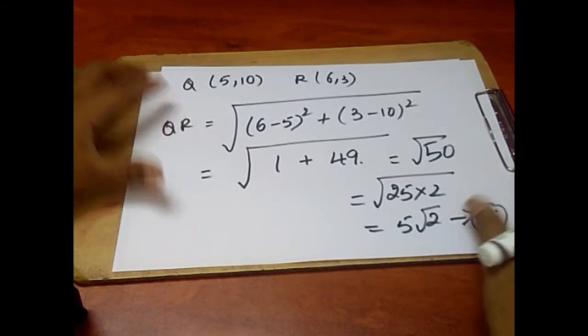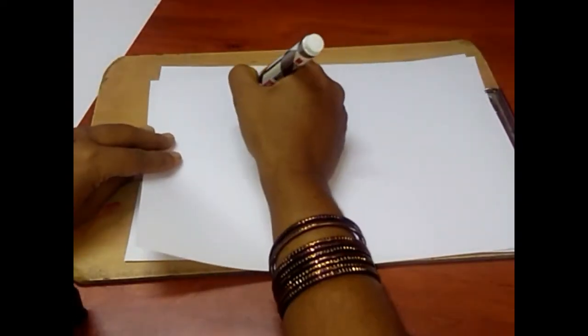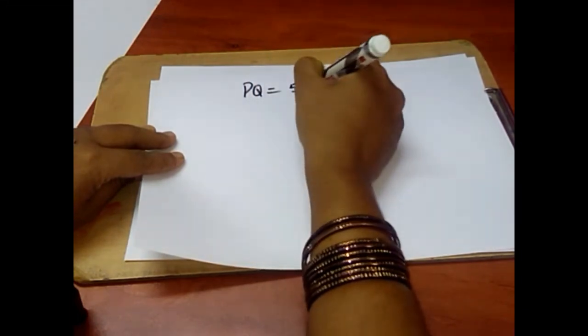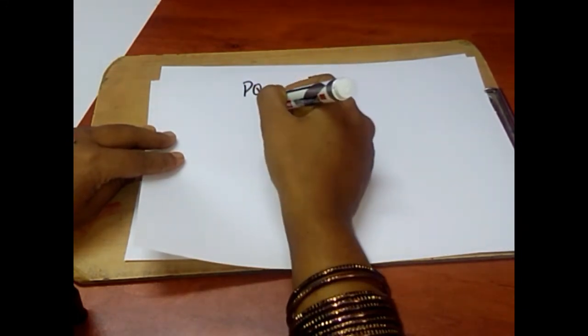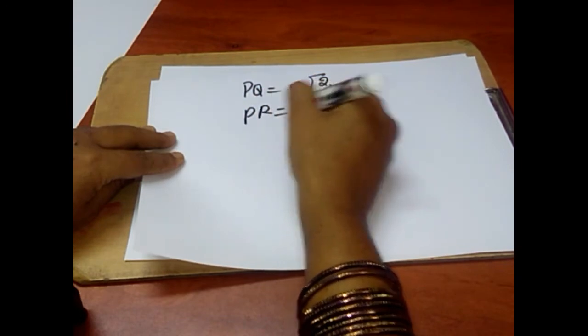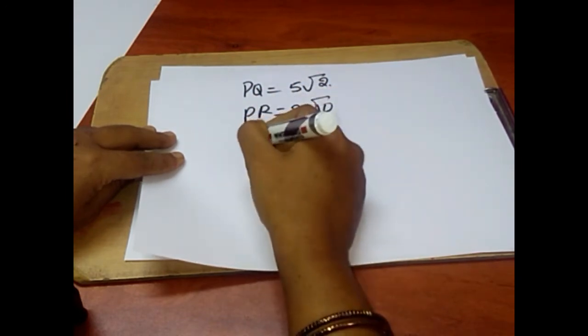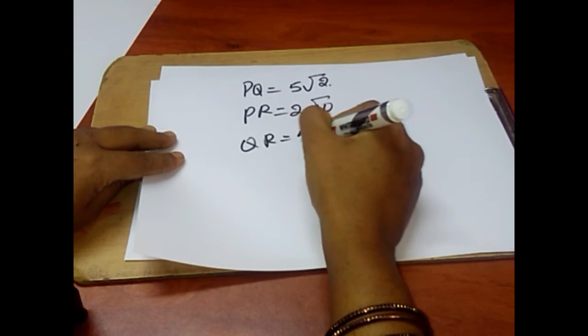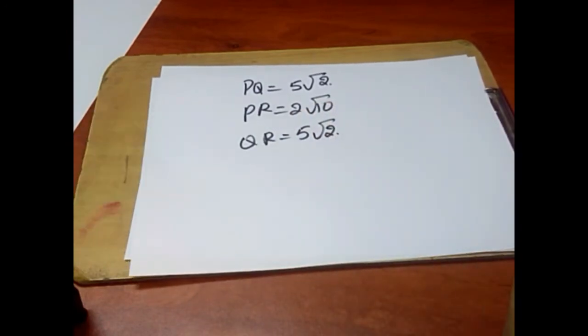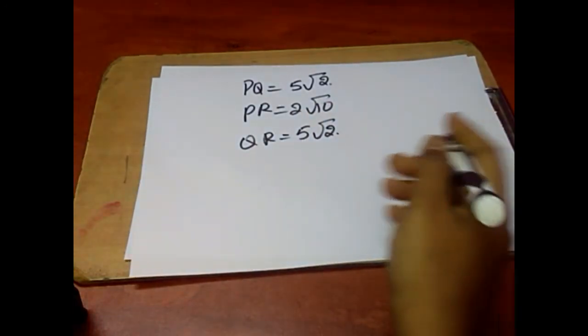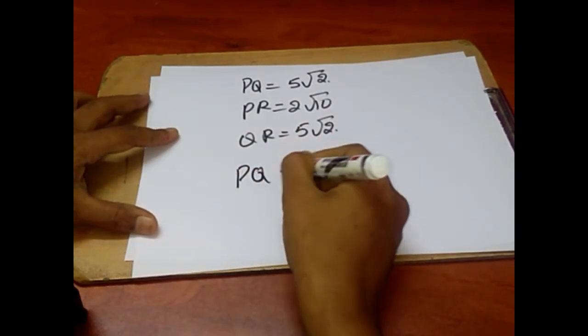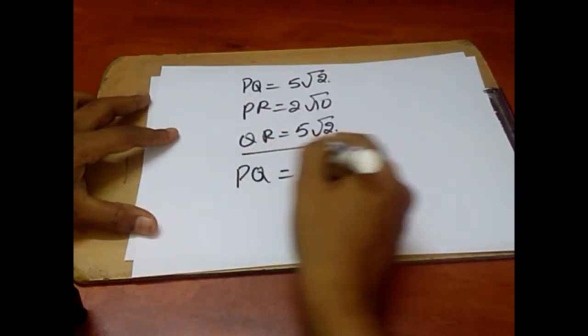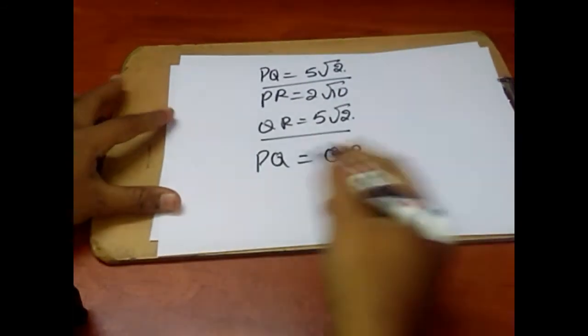Point number 3. So from 1, 2 and 3 we got the measurement of PQ, that is equal to 5 root 2. Then PR, that is equal to 2 root 10. And QR, that is equal to 5 root 2. Now what you can say, children? With this we can say that PQ is equal to QR. 5 root 2, 5 root 2.